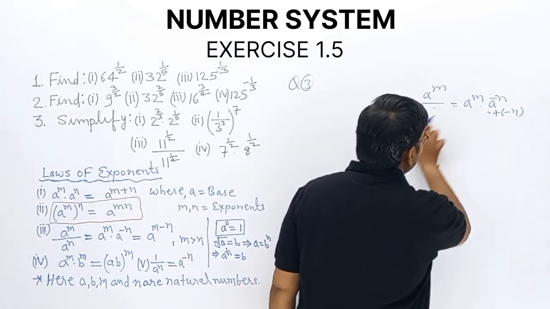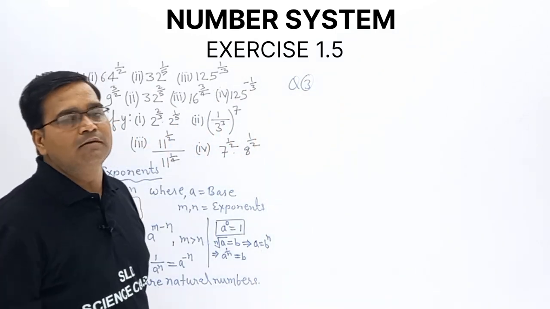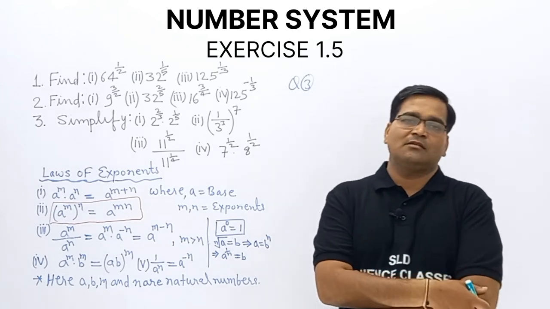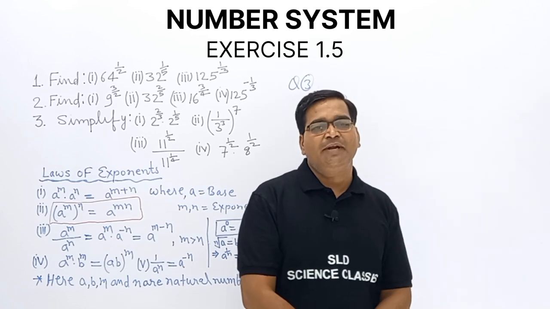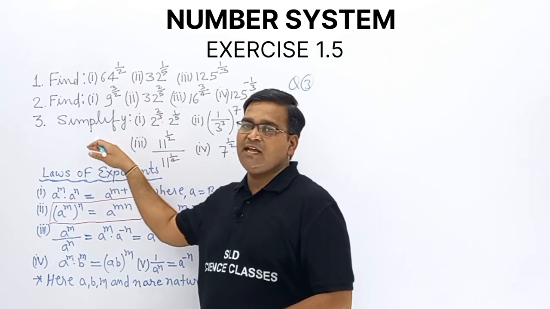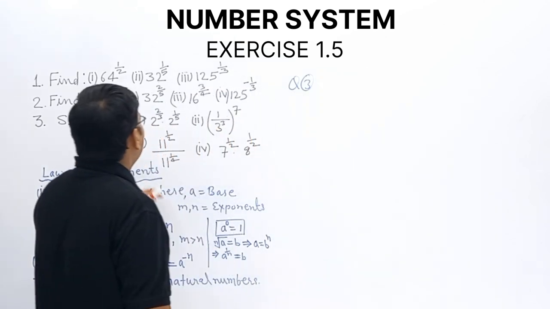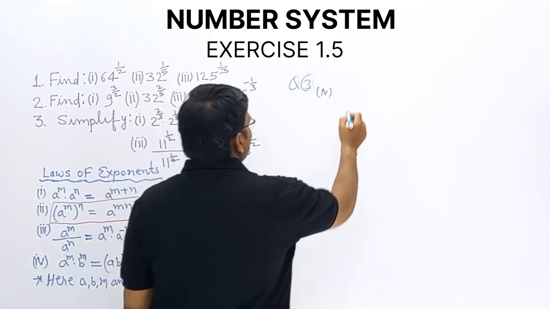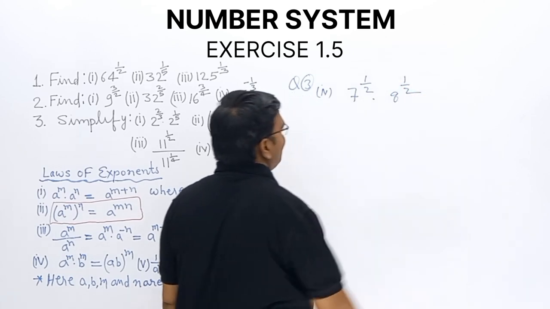So in this class, what are we discussing? We are discussing 9th standard first chapter, number system, and exercise 1.5 linked to laws of the exponents. Some laws are there and how we are applying them. So we have some questions in the exercise and we are doing them. Now the last question, question number 4. What about this question? 7 power 1 by 2 into 8 power 1 by 2.